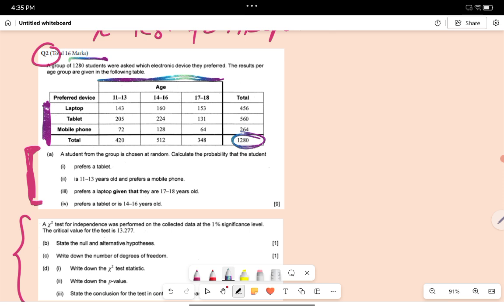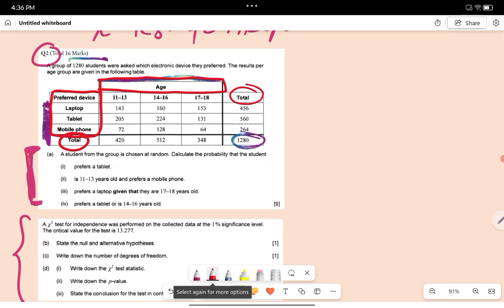So this is a contingency table. So contingency table, you've got two variables. So this is the first variable, that's the preferred device. And the second variable is the age range. And so we've got a total row up here and a total column up here. Okay? So, and then they give a certain number per preferred device and age range.